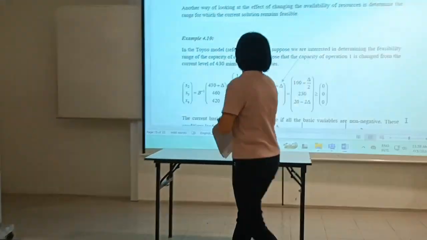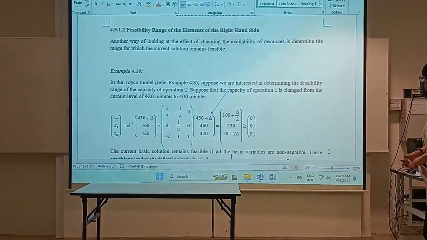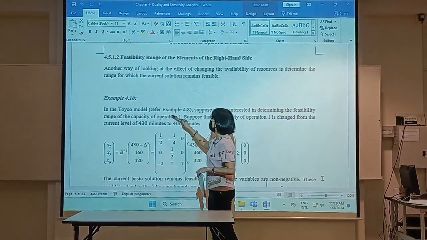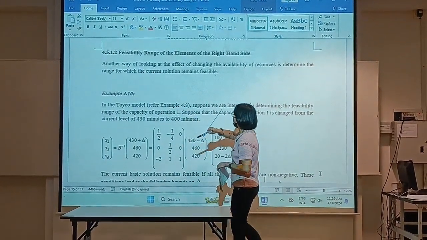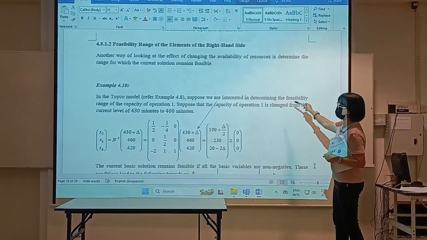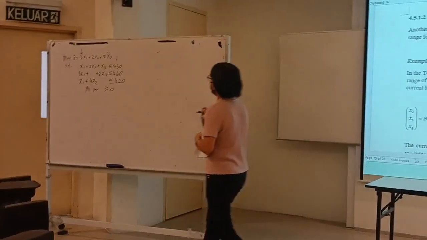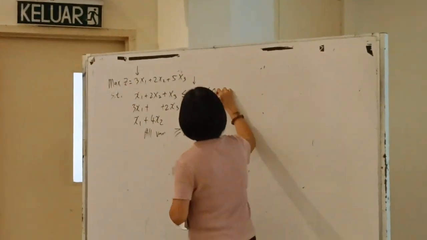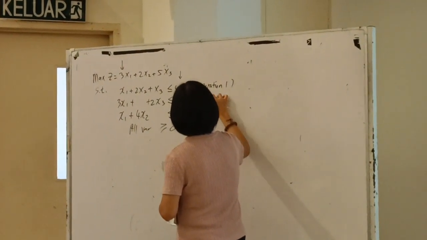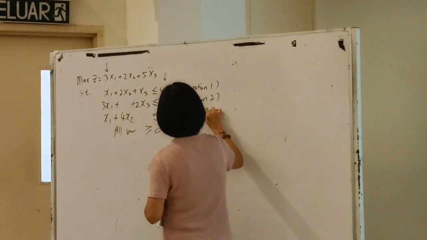So as you can see for this example, 4.10, by referring to example 4.8, it means that you have to scroll up to the original case study from example 4.8. Suppose we are interested in determining the feasibility range for operation 1. So this is your operation 1, then this is your operation 2, then this is your operation 3.